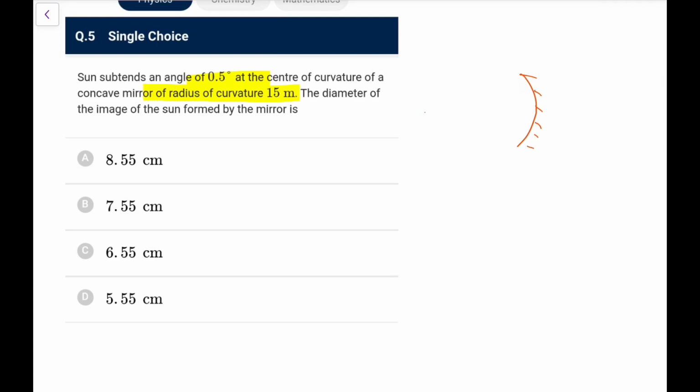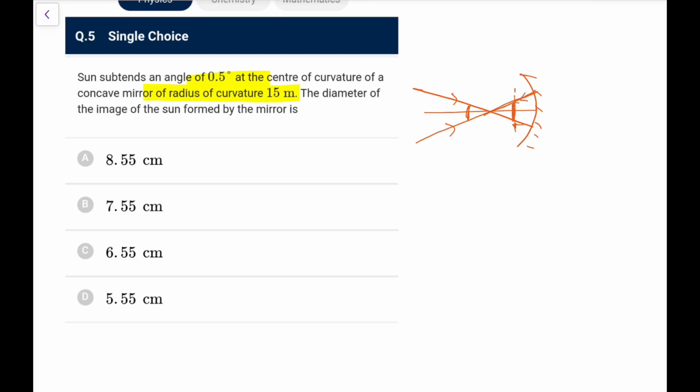The sun subtends an angle of 0.5 degree at the center of curvature of a concave mirror. So let's say the rays coming from the sun subtend something like this. So this is the angle it is subtending. This is 0.5 degree. Now because it is coming from a very large distance, the image would be in the focal plane. So the image would definitely be in the focal plane, and because it is from the center of curvature, it will return like this. So what will be the diameter of the image?